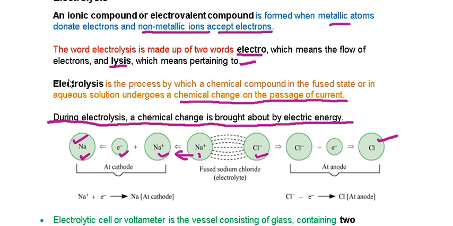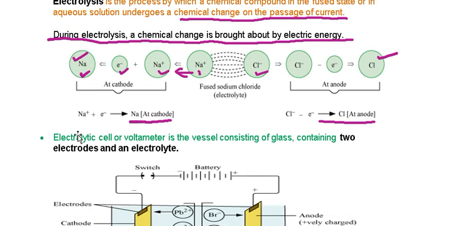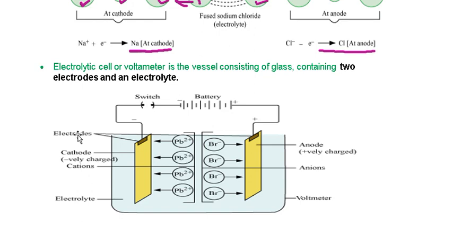Here we have taken fused sodium chloride. When we apply the current, it goes like this: sodium at the cathode and chlorine at the anode. It is an electrolytic cell, you can see here and understand. It is an electrolytic cell or voltameter.